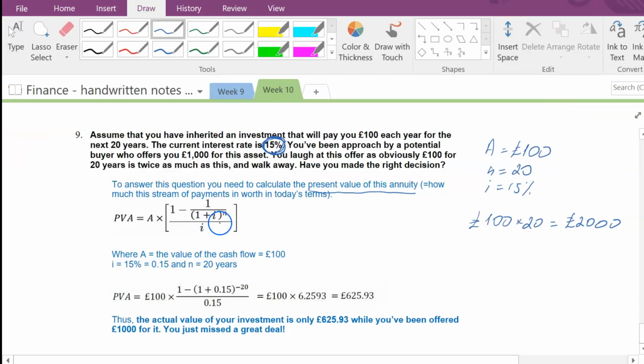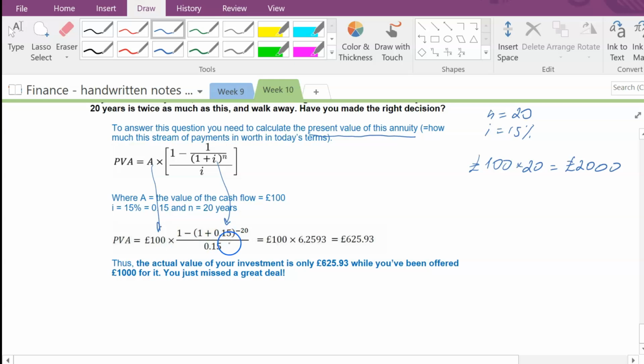I've copied it here. Just plug in all of the numbers. The value of the annuity is £100. The interest rate is 15%, and our term is 20 years. We apply everything, right? It's written in a slightly different form, because it's difficult to type the equations in this particular software, but it's the same thing. And as a result, you will get that the actual value of this annuity in present terms is just £625. This is how much it is worth. In other words, if you invest £600 today, you will receive this future stream of income.